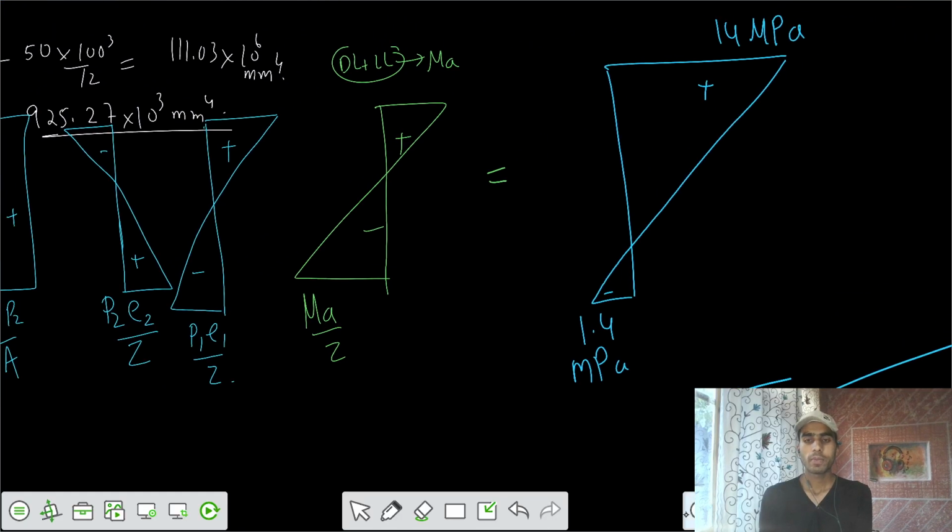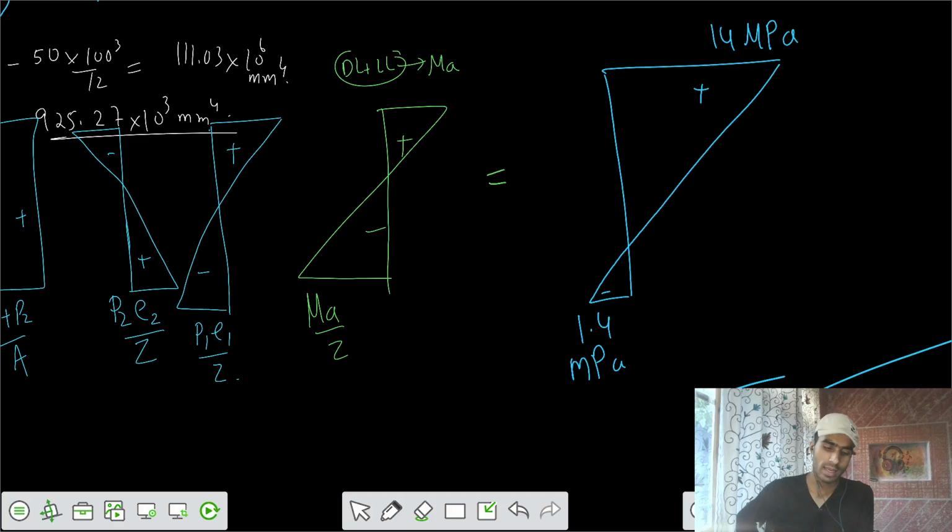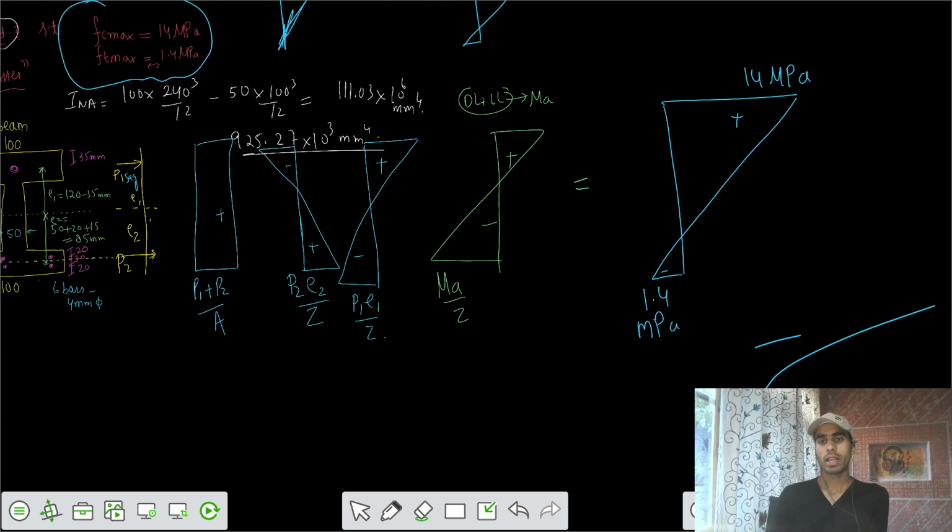So I would say, based on this condition, can we say that we have only one unknown, that's MA, but we have two different equations, that's F top and F bottom? So I would say that MA should be the lower of these two values.